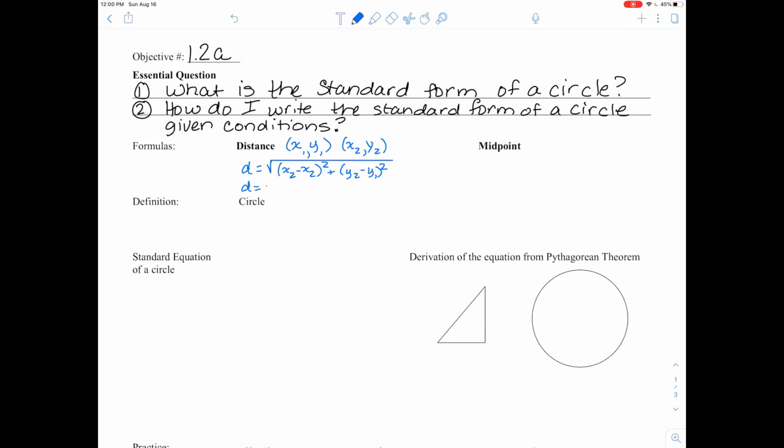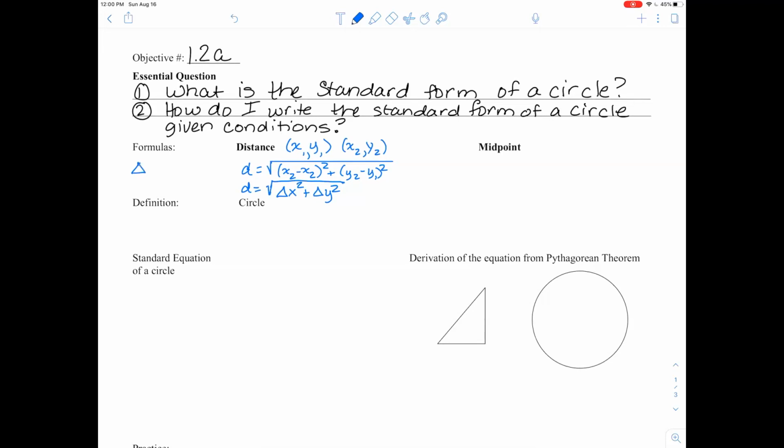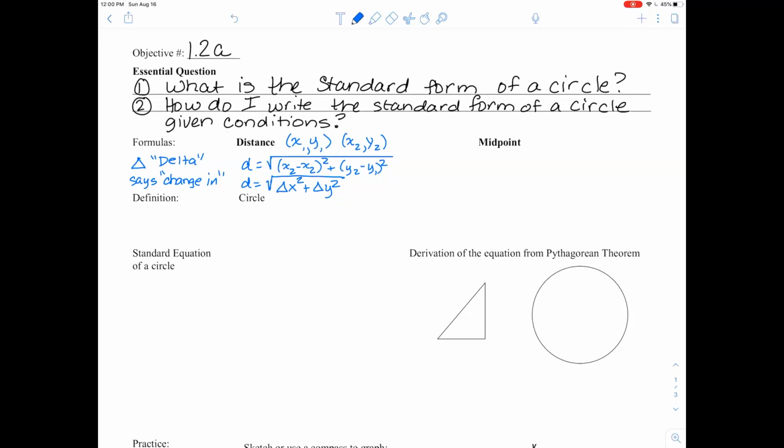Or in shorter terms, the square root of the change in x squared plus the change in y squared. And if you're wondering what that little triangle means, that's the delta symbol. It's the Greek letter delta, uppercase, and delta says change in, meaning subtract, find the distance between them. So delta x squared, square root of delta x squared plus delta y squared. So there's one formula.